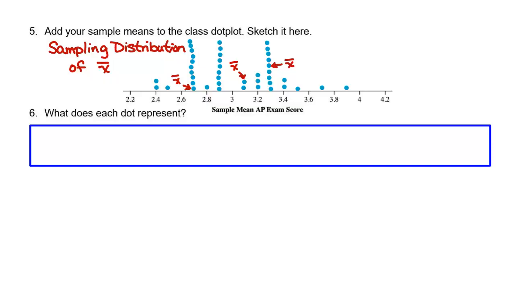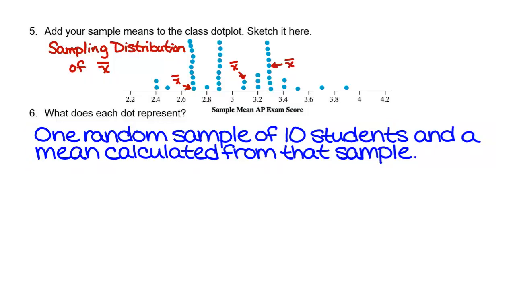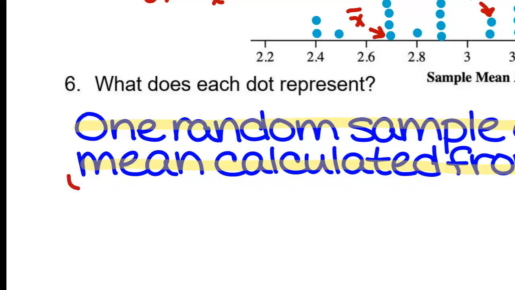While my program is thinking about itself, what does each one of these little dots on our third dot plot represent? A random sample of 10, and the mean calculated from that random sample. One random sample of 10 students and the mean calculated from that sample. Give me another word for mean. Average.